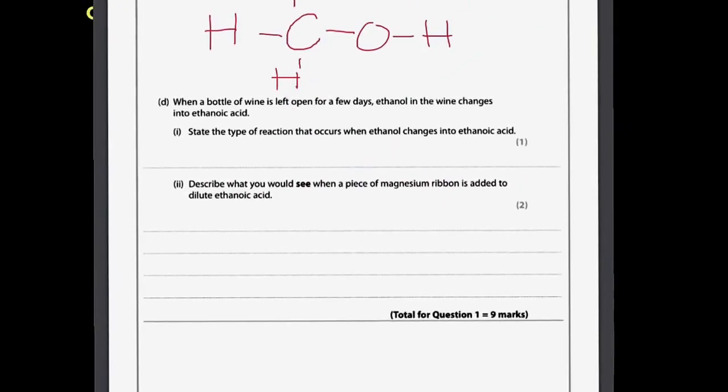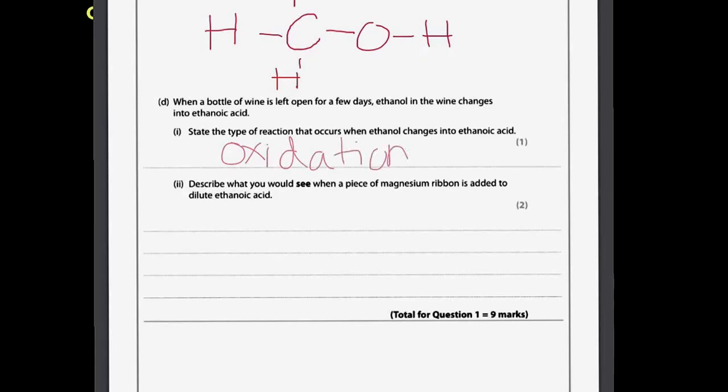So for this, it says, when a bottle of wine is left unopened for days, the ethanol of the wine changes into ethanoic acid. So if it's left in the open air, we know that oxygen is reacting with it, and this is simply called oxidation. Okay, the next part.